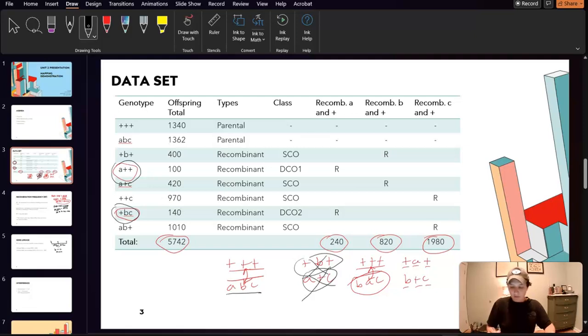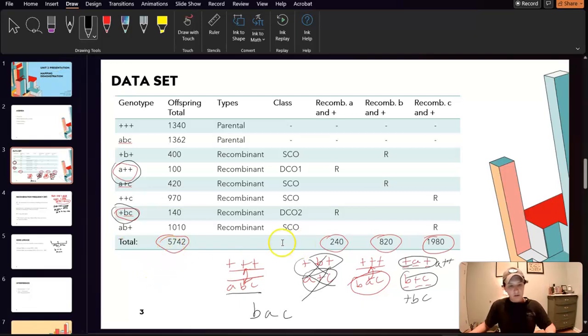So we'll move on and we'll try BAC. Now, in this crossover, we get A++ and B+C. Now, this fits our double crossovers, right? We have a +BC, like right here, and A++. So that's just a quick, easy way to figure out the sequence of your genes. So now we know it's BAC.